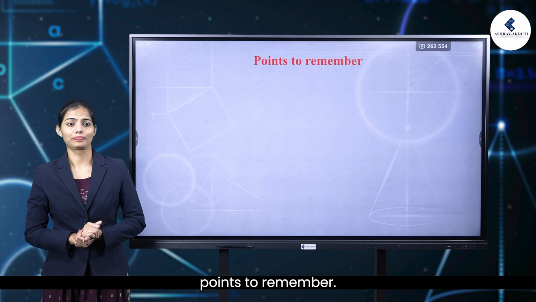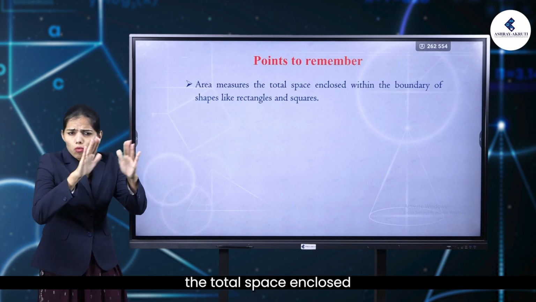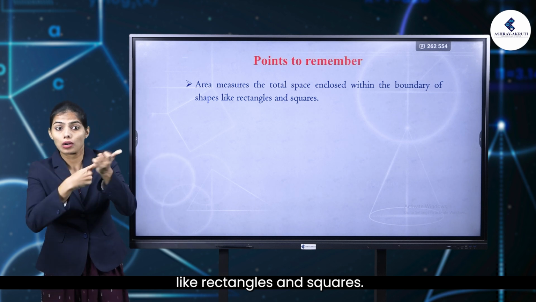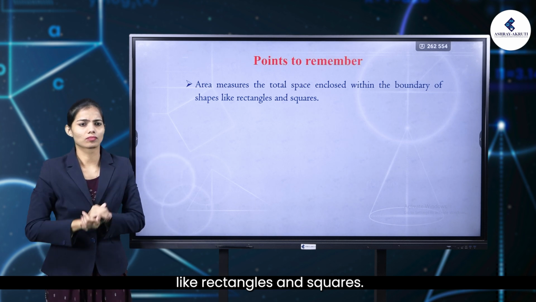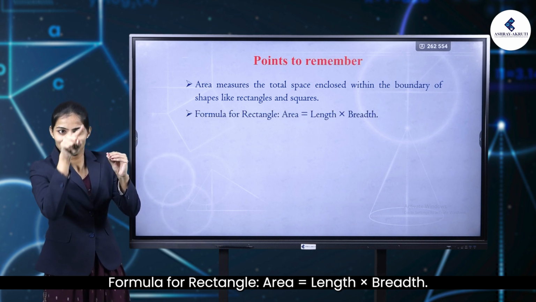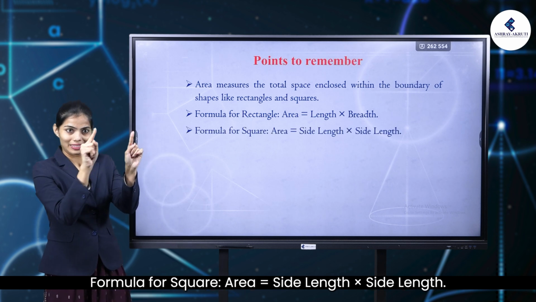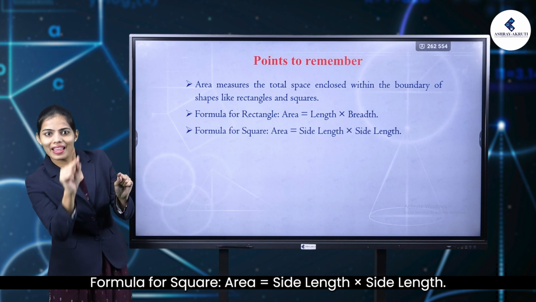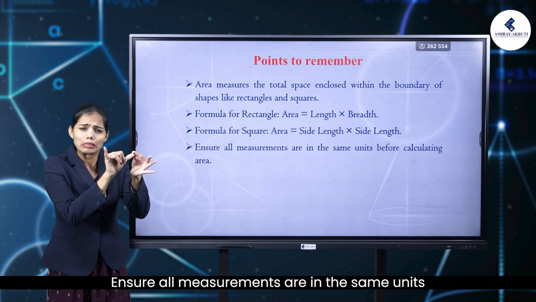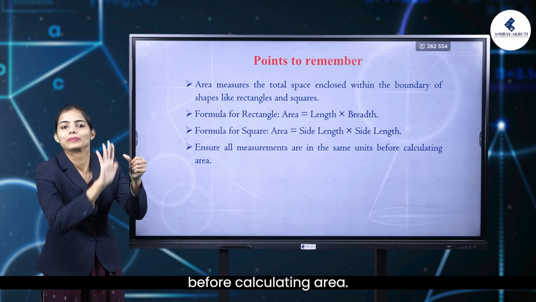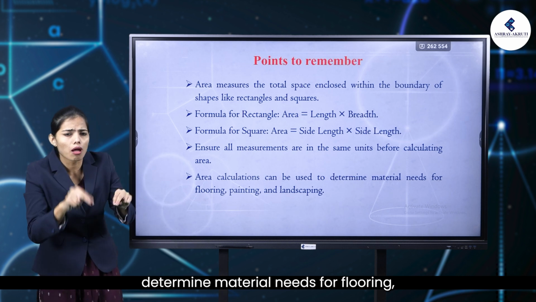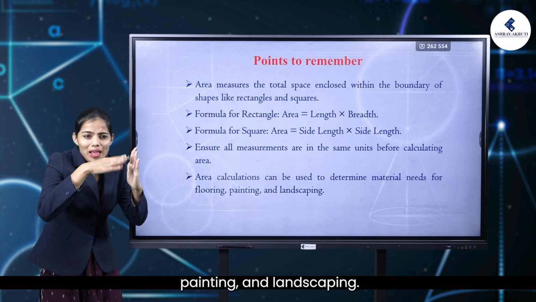Points to remember. Area measures the total space enclosed within the boundary of shapes like rectangles and squares. Formula for rectangle: area is equal to length into breadth. Formula for square: area is equal to side length into side length. Ensure all measurements are in the same units before calculating area. Area calculation can be used to determine material needs for flooring, painting, and landscaping.